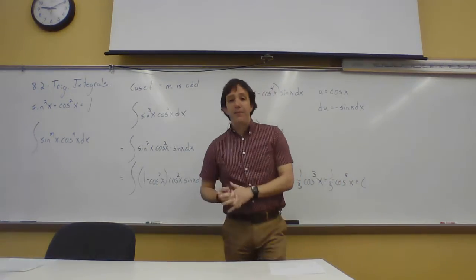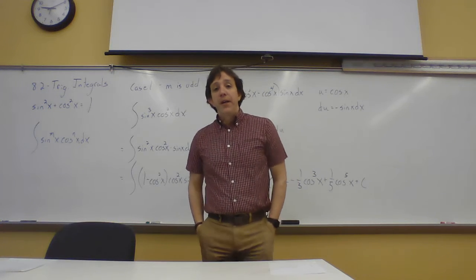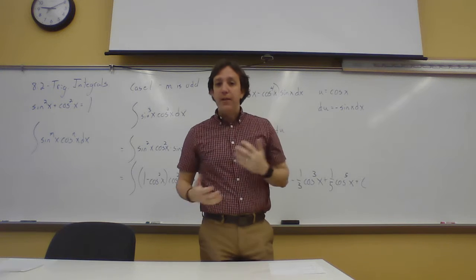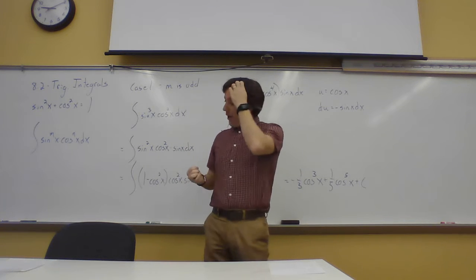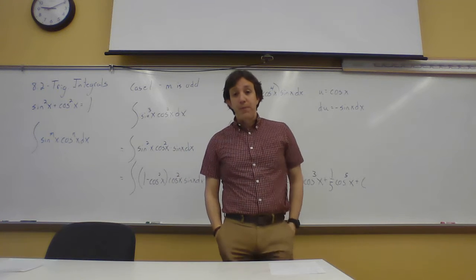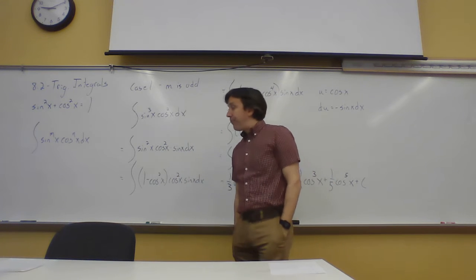Today we're looking at some integration with trigonometry. We're going to use a lot of identities in this particular section, and one of the big ones, one of the real basic ones, is sine squared x plus cosine squared x is equal to 1.